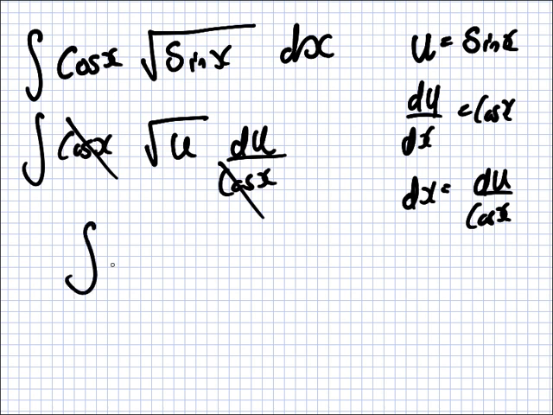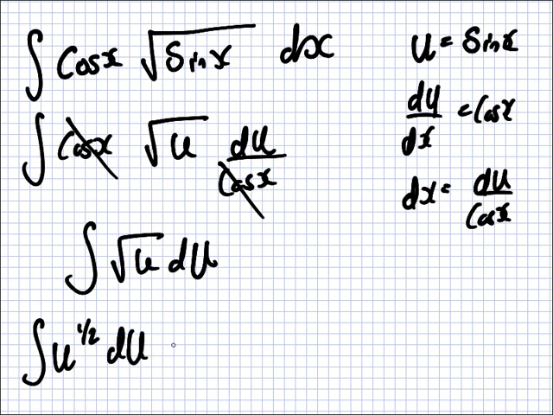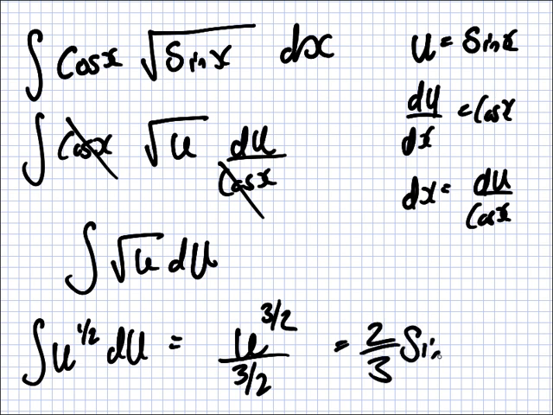and you're left with integrating root u, which is integrating u power a half du, which is u power 3 over 2 over 3 over 2, which is 2 over 3 sine power 3 over 2 x plus c. Yeah. My story checks out. Okay.